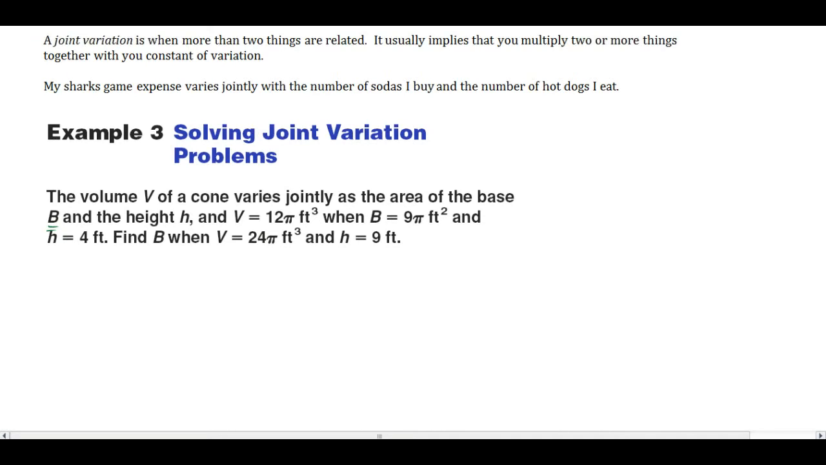So for me, right here, you can see my Sharks experience. I'm a big Sharks fan, and when I go to the Sharks game, my expense varies jointly with the number of sodas I buy and the number of hot dogs that I eat. There are two things there.